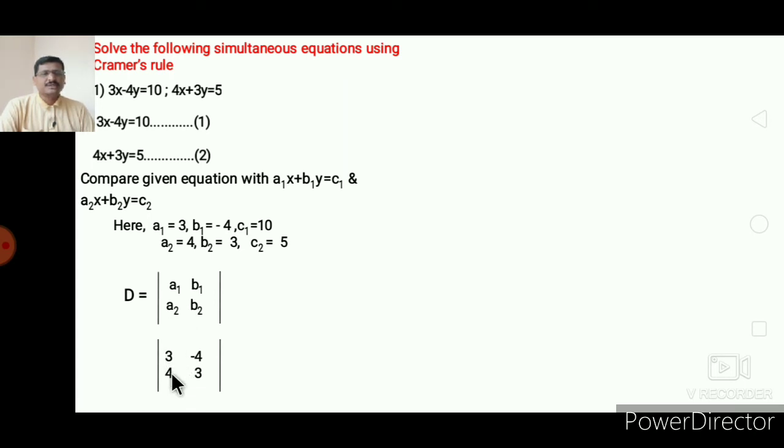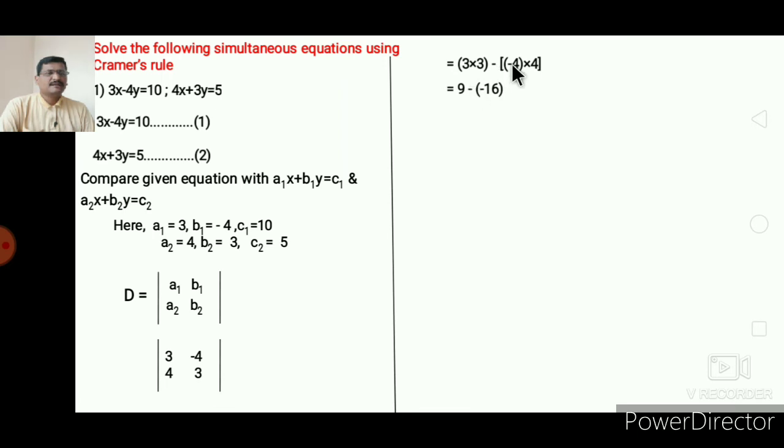Means the value of a1 is equal to 3, a2 is equal to 4, the value of b1 is equal to minus 4, b2 is equal to 3. Then the value of the given determinant is the product of the first element of the first column into the second element of the second column minus the product of the second element of the first column into the first element of the second column. Therefore, 3 into 3 minus, inside the bracket, minus 4 into 4. Therefore, 3 into 3 is 9 minus, inside the bracket, both these two numbers have different signs.